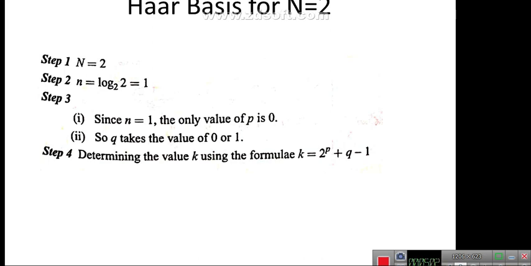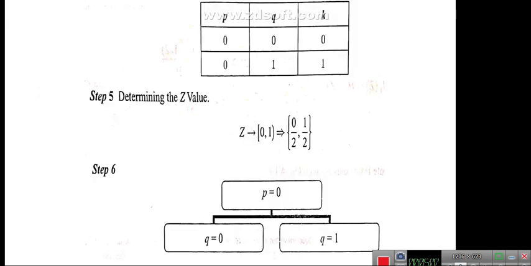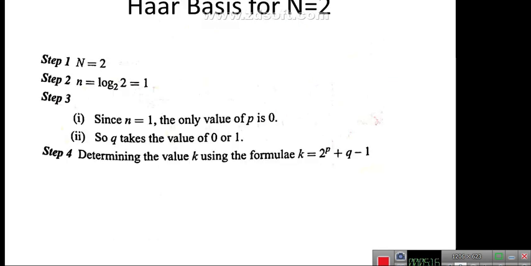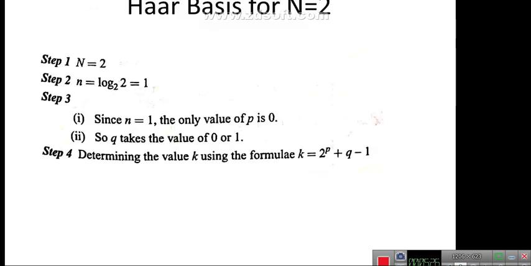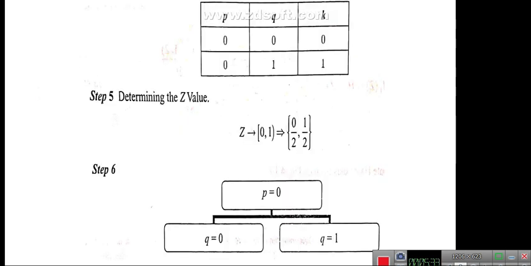Then determine the value of k using the formula 2 power p plus q minus 1. Okay. So here p and q combination, because p is 0 but q may be 0 or 1. So 0, 0 and 0, 1 combination. Just substitute p 0 and q 0, that means 2 power 0 is 1, plus 0 minus 1, so 1 minus 1 is 0. K value is 0. Then you substitute p 0 and q 1. So 2 power 0 is 1, plus 1 is 2, 2 minus 1 is 1. So k value is 1. Then determining the value of z.